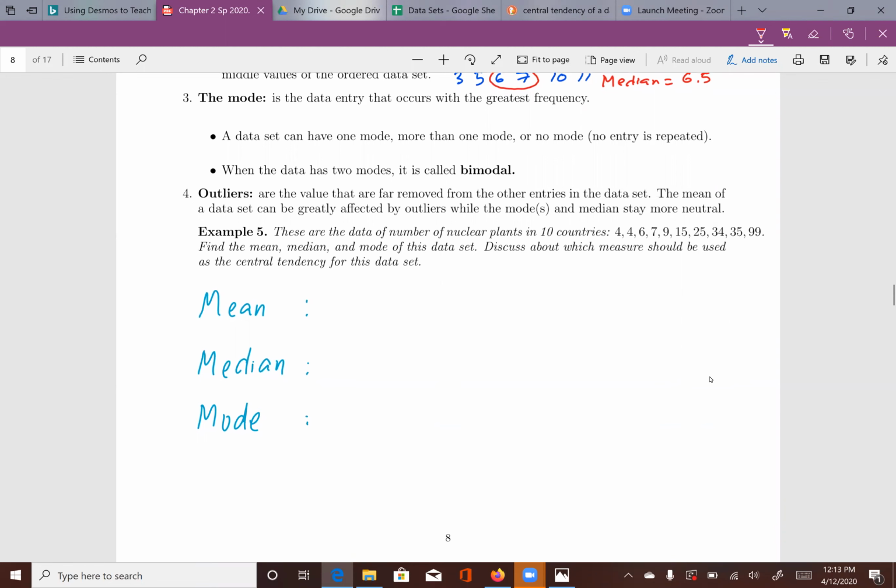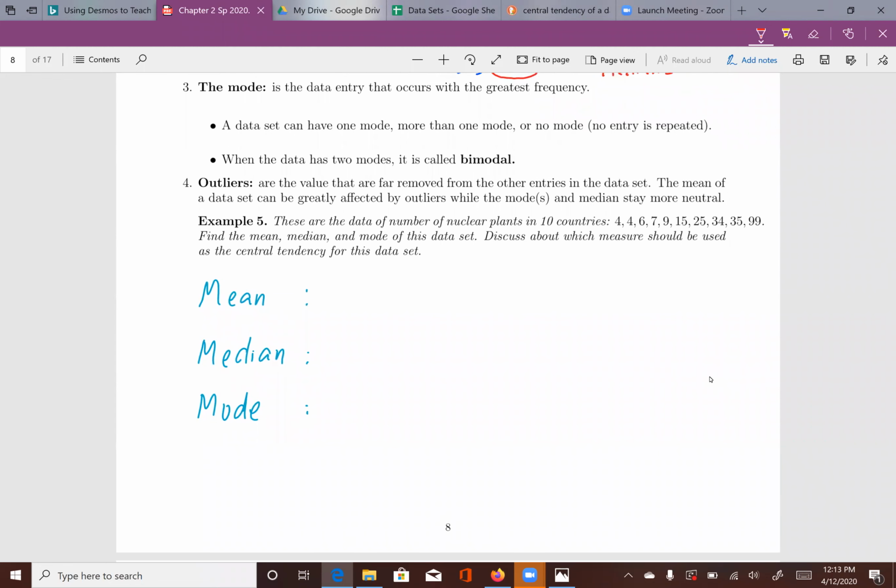All right, now the mode. The mode is the data entry that occurs with the greatest frequency. So it's the data entry that you see most frequently in your data set. A data set can have one mode or more than one mode, or it could have no mode, which means no entry is repeated.